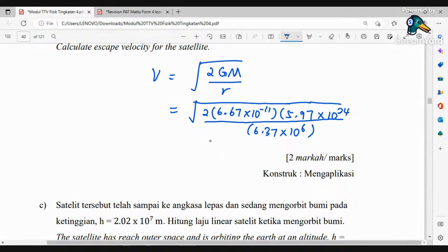Okay, so you calculate for this one. Be careful when you calculate. You get 1.12 times 10 power 4 meter second negative 1, or if you want to write in kilometer per second, it is 11.2 kilometer second negative 1. So substitution correct, answer with unit correct, 2 marks.